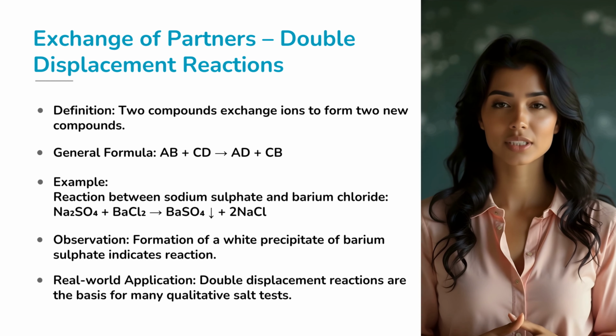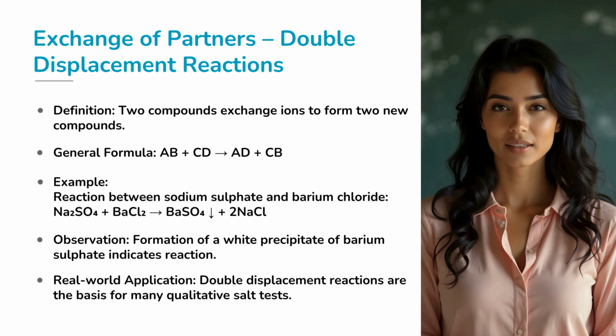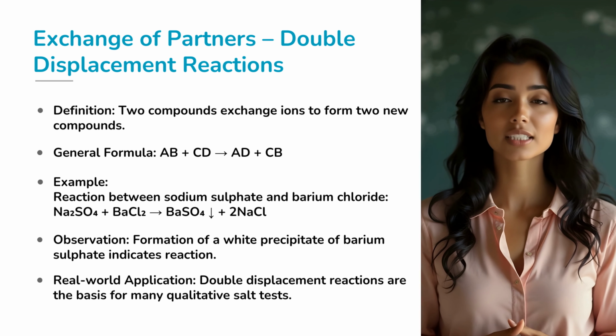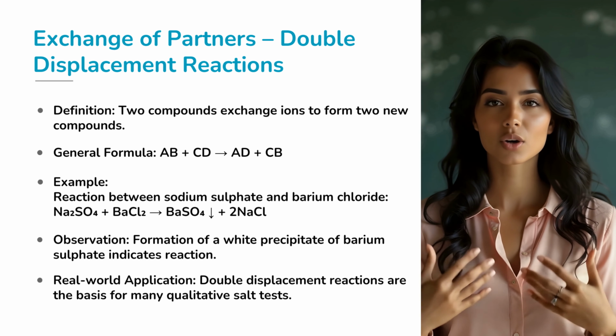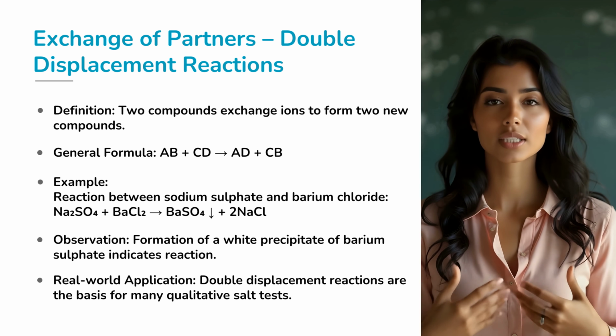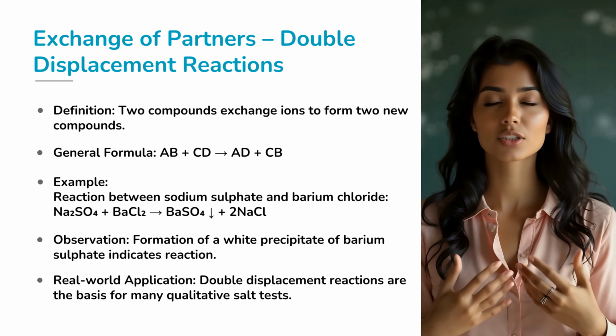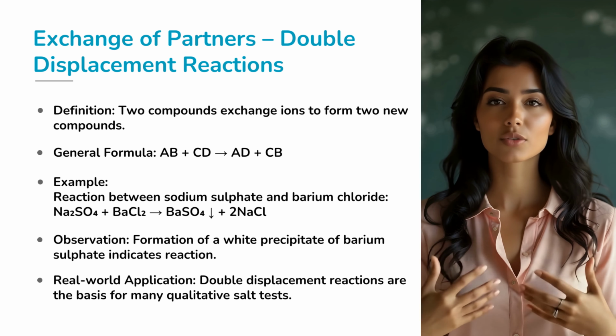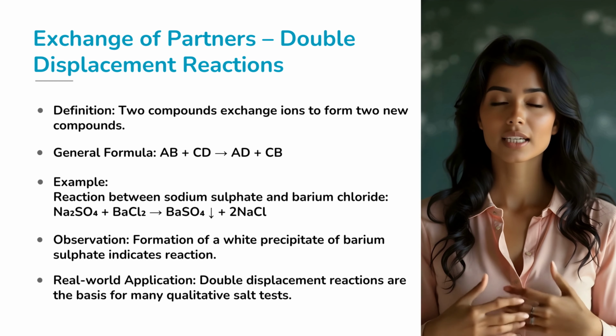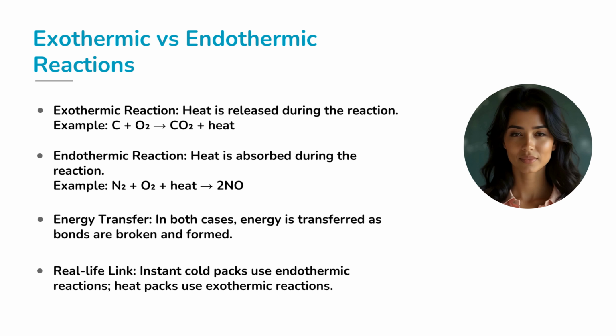The white precipitate, that solid you see, is barium sulfate, which signals the reaction has occurred. Such reactions are commonly used in qualitative salt analysis to test for the presence of ions. Chemistry gives you instant feedback in the form of visual cues. Amazing, isn't it? Did you know that chemical reactions can either release or absorb heat?